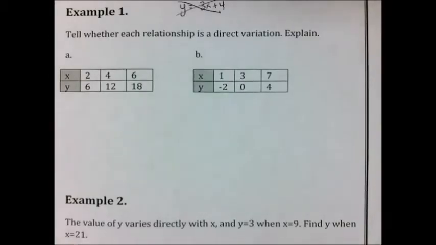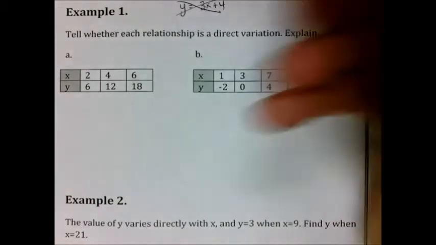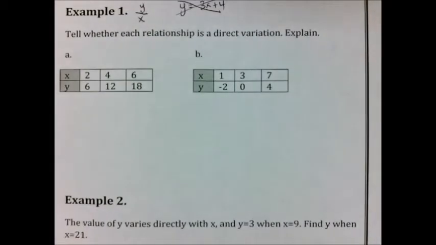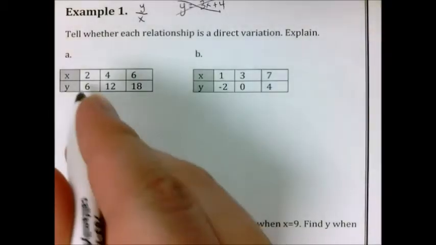So in example 1, we want to tell whether or not each relationship is a direct variation and then explain it, right? So here's how we do this. Essentially, we can tell if direct variation is happening or not if we have the y over the x is the same exact thing for each table, okay? So let's take a look here.